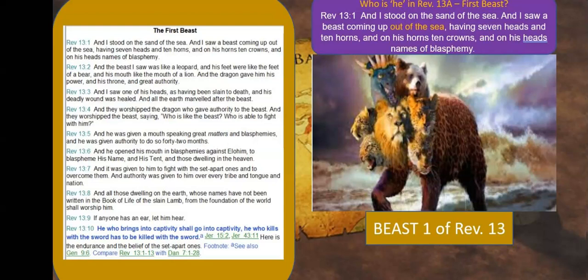This definitely sounds symbolic. This is not a real beast. You aren't going to find one of these down at the local zoo, right? And he says the beast that he saw was like a leopard, and he had feet like the feet of a bear. It's starting to sound like Daniel 7 when you get into Daniel 7. And he has the mouth of a lion, and there's a dragon. So this is definitely symbolic language.